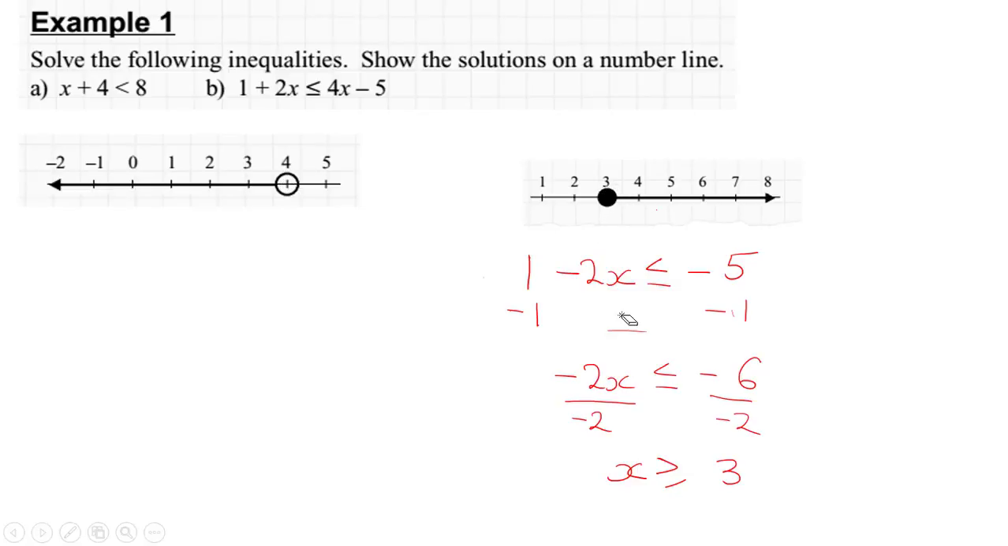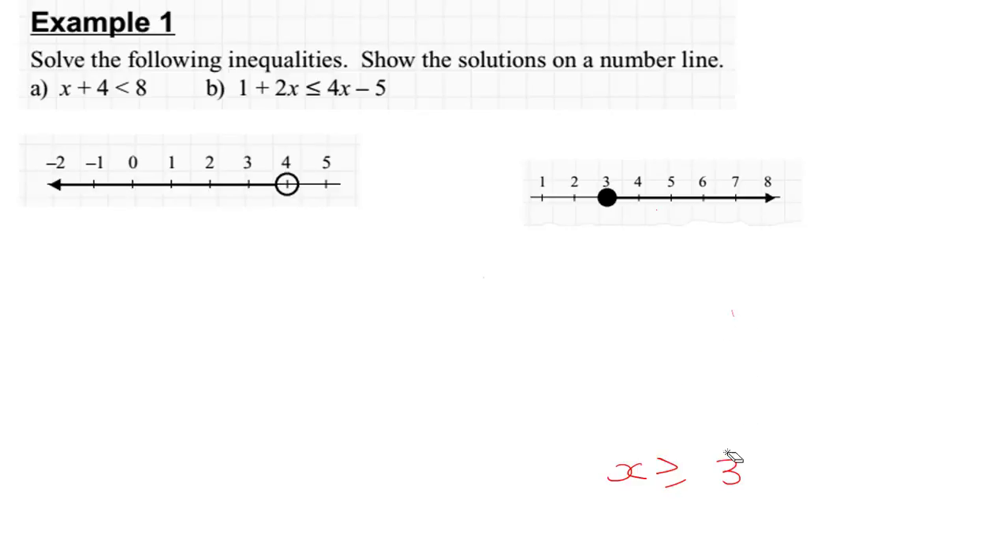Okay, right. So I'm going to explain to you why, when you divide by a negative in inequalities, you must flip the sign. I want to use a very simple example. Okay, right. So let's say that I've got 2x is bigger than or equal to 6.